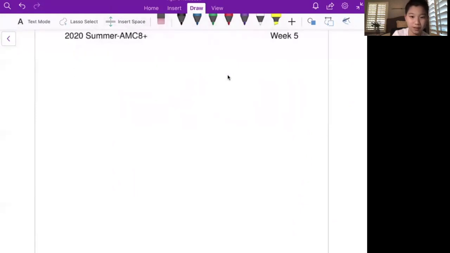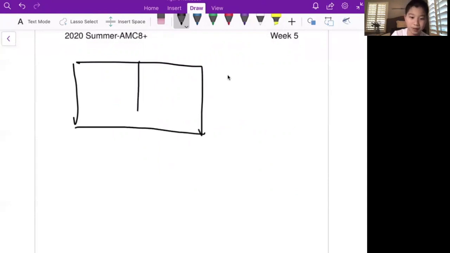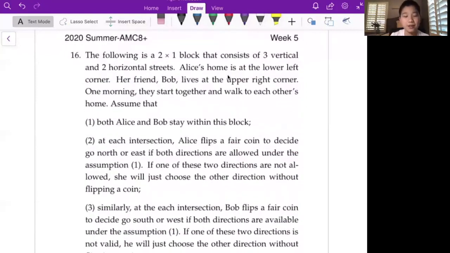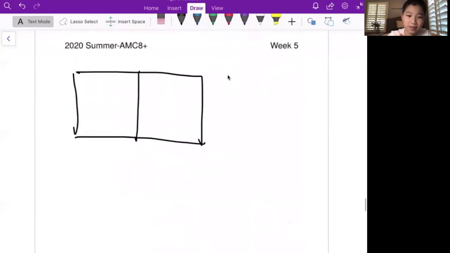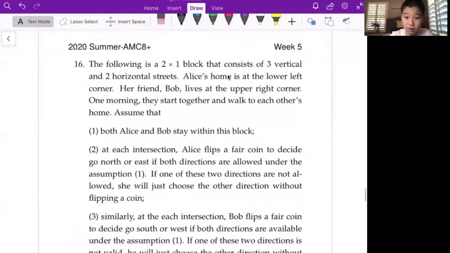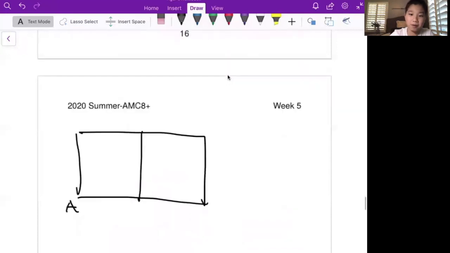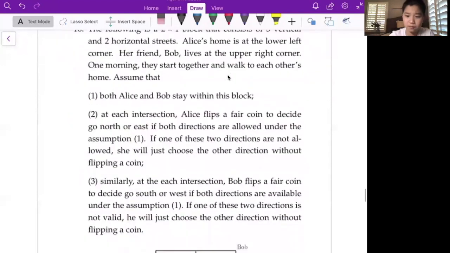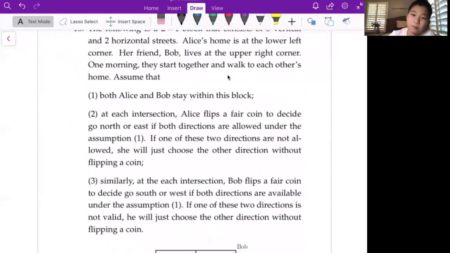Oh, I'm having some pen problems. This is a 2 times 1 block, and that consists of 3 vertical and 2 horizontal streets. Okay, we already know that. Alice's home is at the lower left corner, right here. And then her friend Bob lives at the upper right corner. One morning, they start together and walk to each other's home.